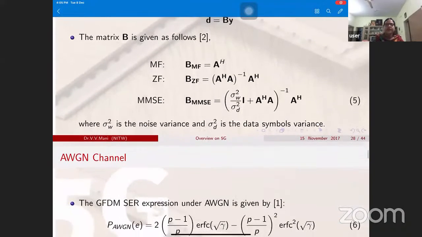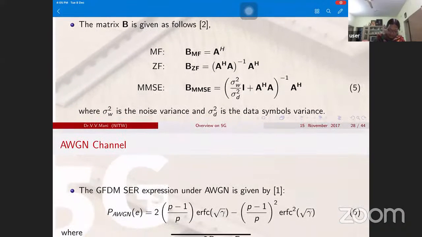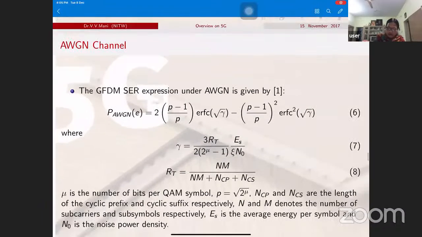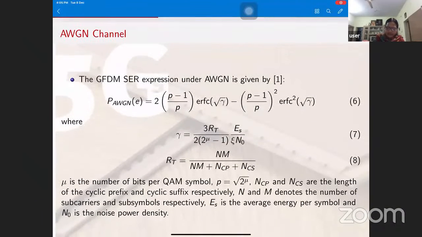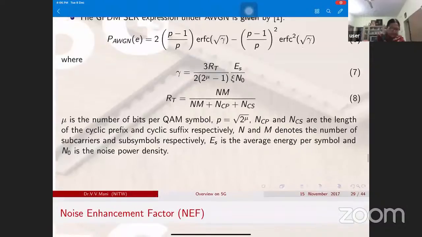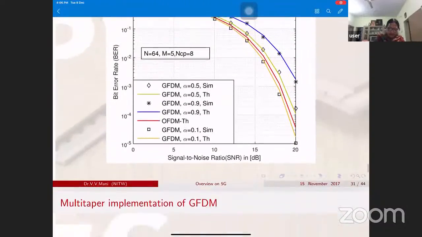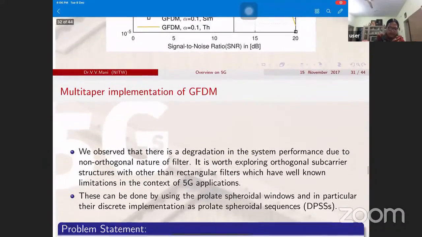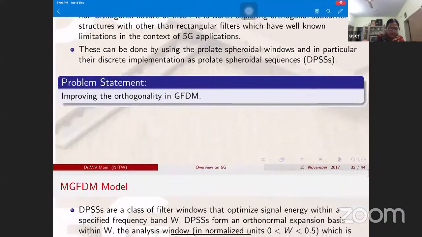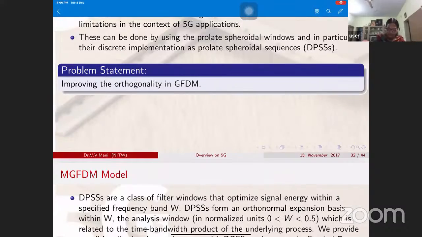So these are the three different equations for my GFDM modulator. We also derived a probability of error equation for the GFDM symbol error rate, and we obtained this formula for probability of error. We have also seen the noise enhancement factor for GFDM. And we compared the performance of a multi-taper GFDM, which improves the orthogonality in GFDM.